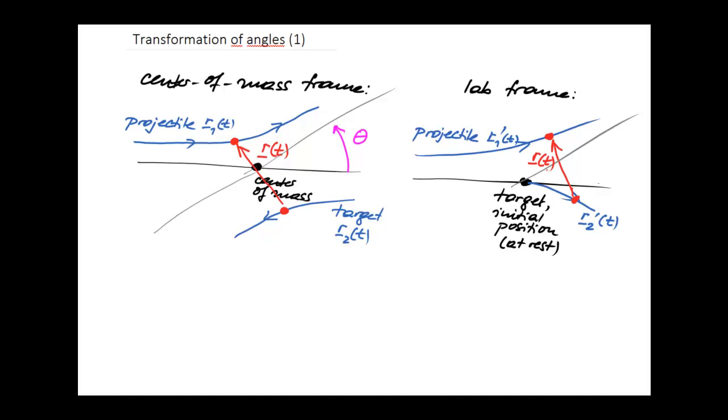and hence the distance vector r of t, this relative coordinate, is r1 minus r2, and it's also r1 primed minus r2 primed.